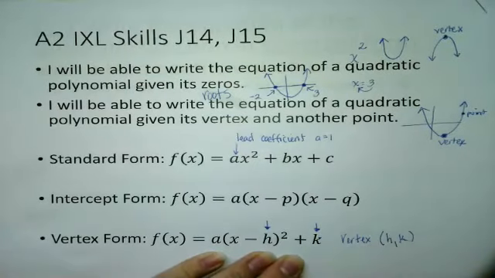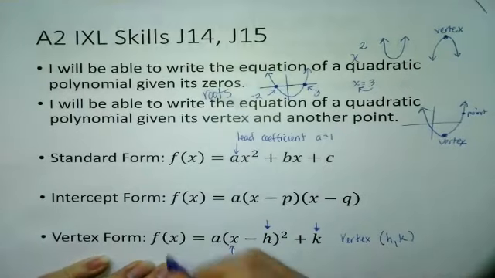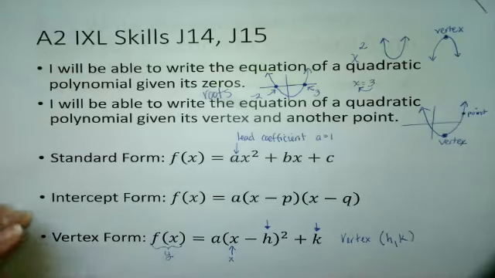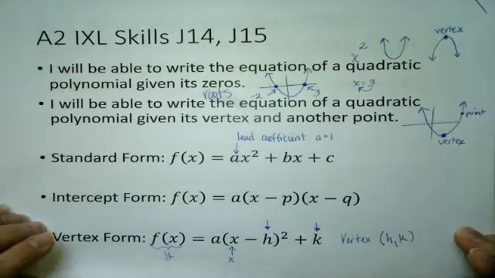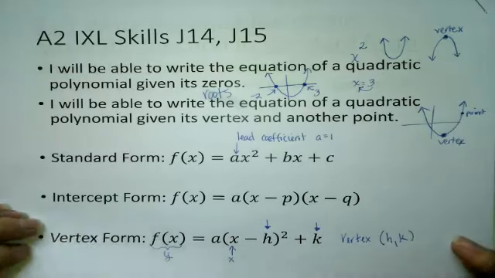And then if they give you a point, you're going to put the point in place of x, and f of x is really just the same as a y. So you're going to plug in your ordered pair, whatever your x and your y happen to be, when they give you a point. That's going to allow you to figure out what a is to write your equation in vertex form.